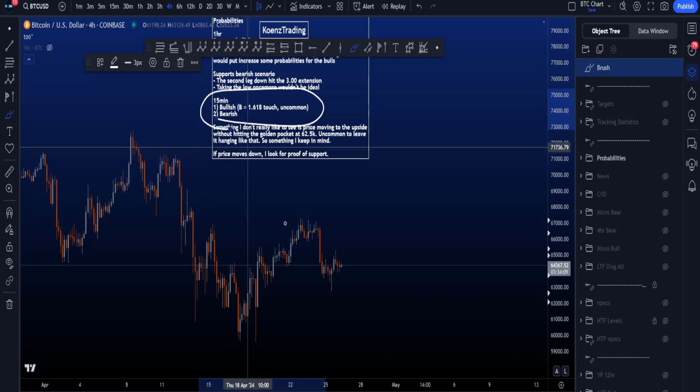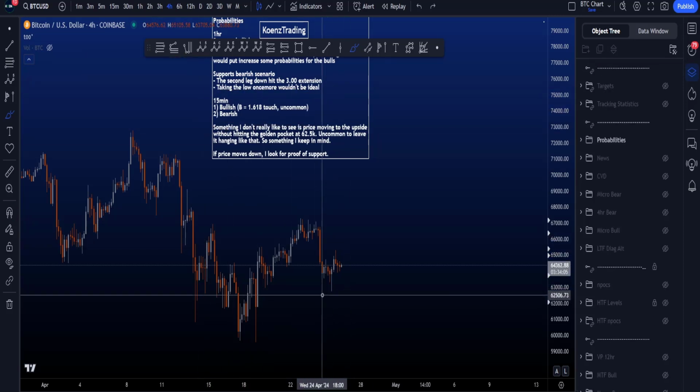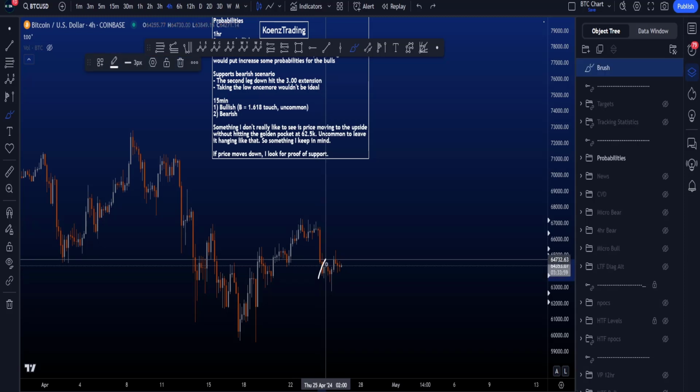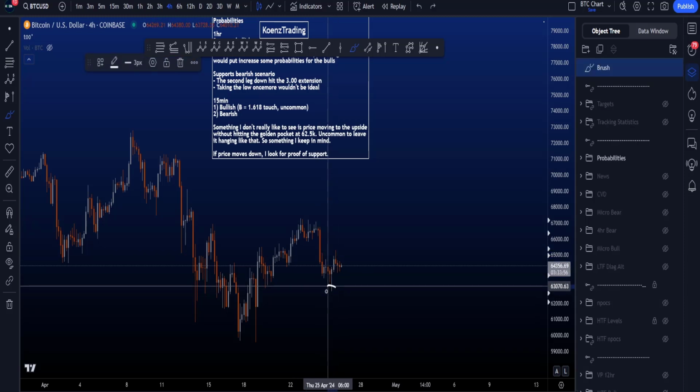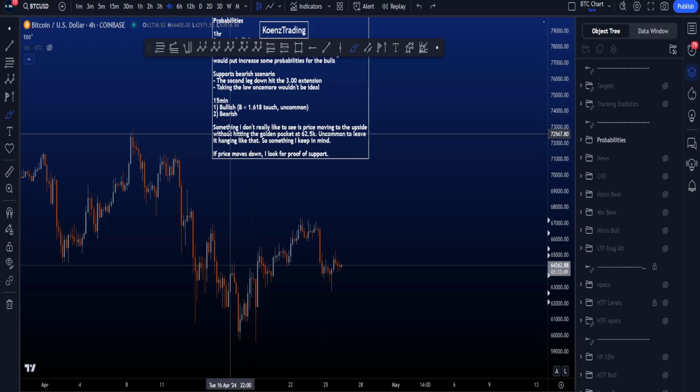Now on the 50-minute time frame, only focusing on the structure over here, the probabilities are higher from an Elliott Wave point of view for the bullish scenario to take the high before the low. And that is simply because if we do look at the flat structure here, wave B went to the 1.618, and that is an uncommon target for wave B. So naturally, therefore, probabilities are a bit higher for the bullish scenario.